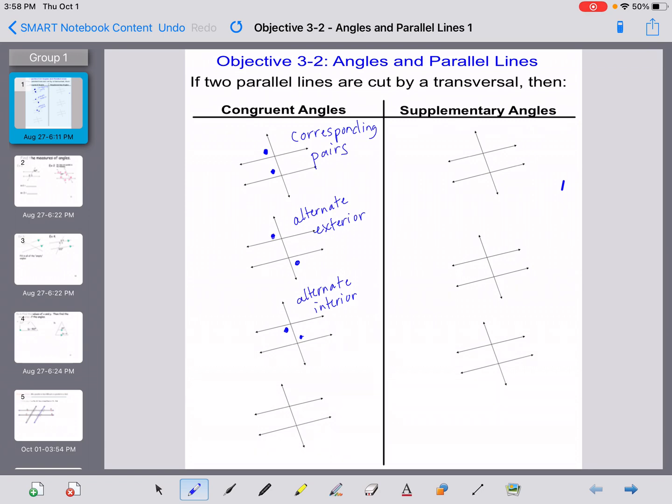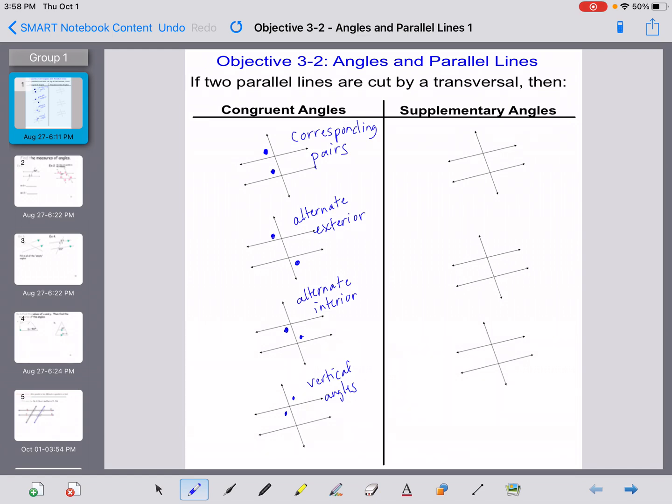And the last one, this is one that we learned very early on. Vertical. All right, and you can have vertical angles without having parallel lines, but I just don't want you guys to forget about those. So what does that leave us with?